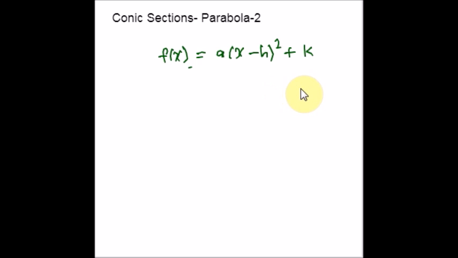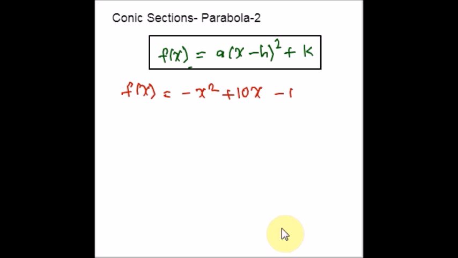Let me take one example. At this point, we are going to complete the square here. However, it is a slightly different process than the other times that we have seen it to this point. Here is an example, with a positive sign here.